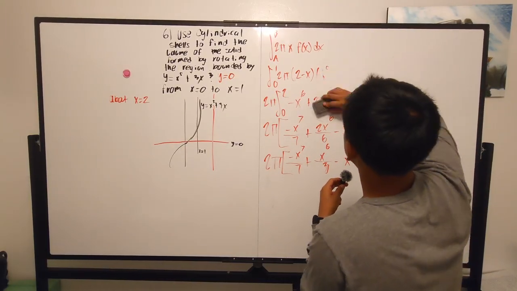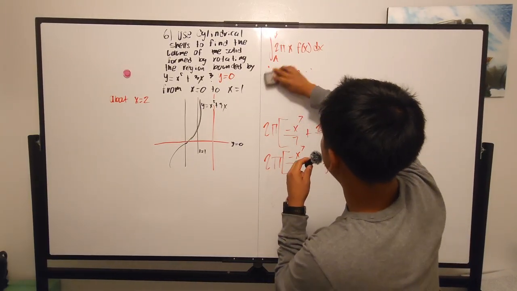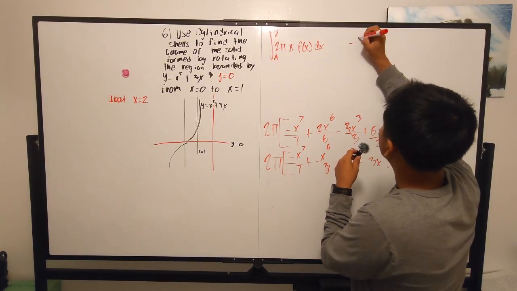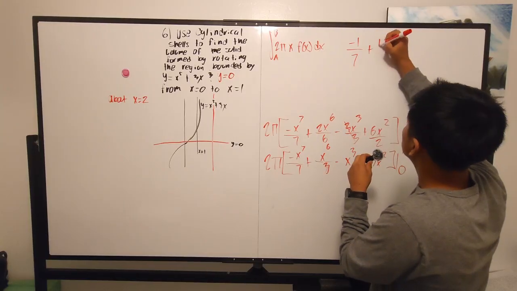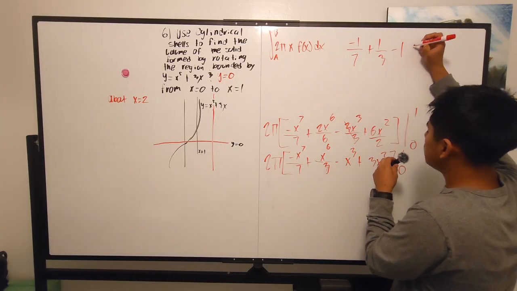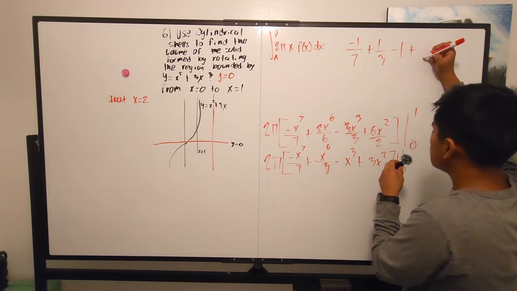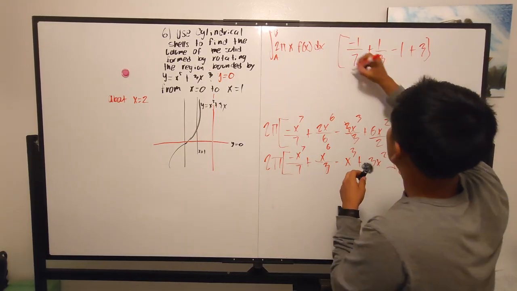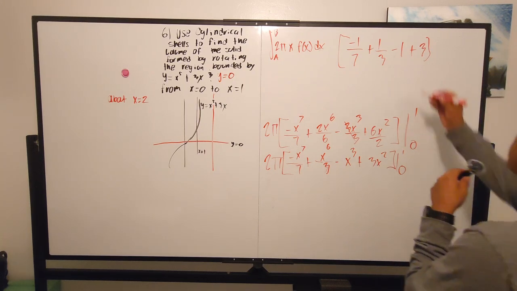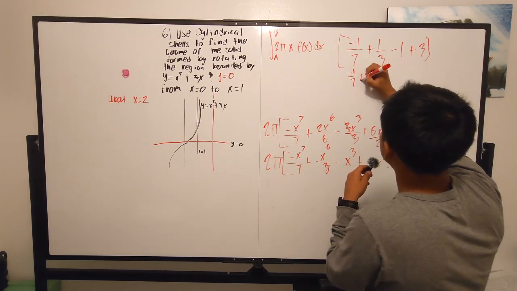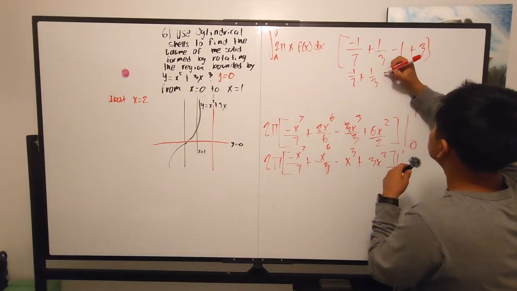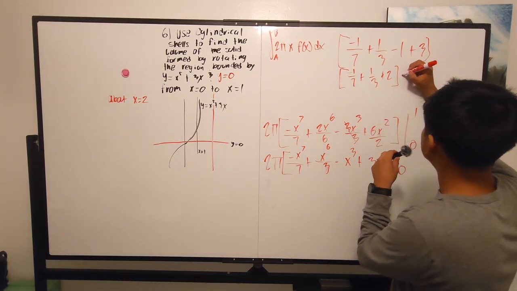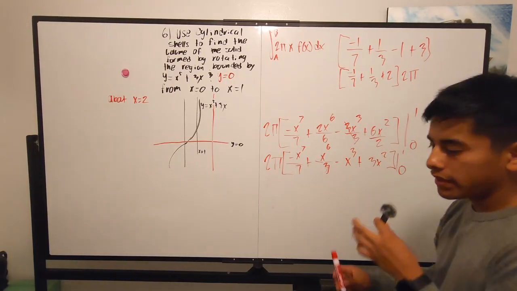Let me erase some of this so I can write it up here. So we have negative 1 over 7 plus 1 over 3 minus 1 plus 1 squared is 1. 1 times 3 is 3. We could combine these terms. We have negative 1 over 7 plus 1 over 3. Negative 1 plus 3, that's plus 2. Multiply that by the 2 pi that we left outside.